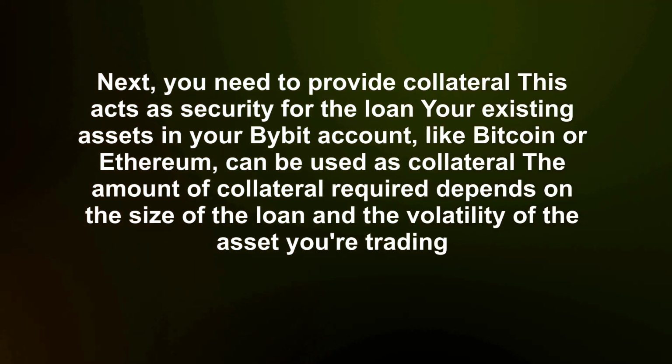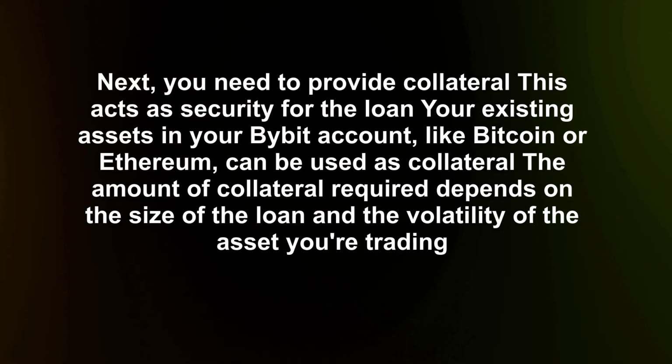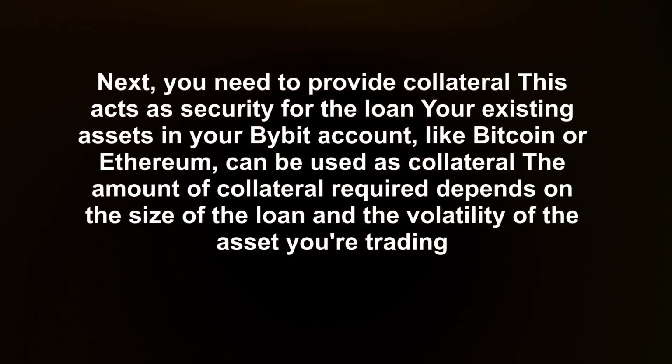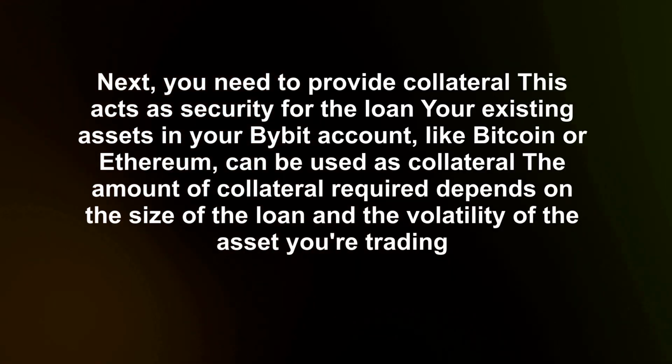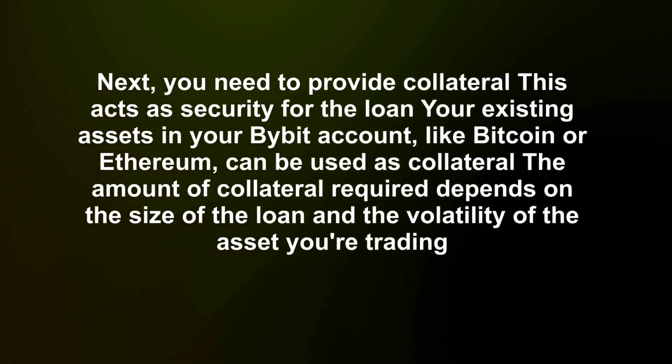Next, you need to provide collateral. This acts as security for the loan. Your existing assets in your Bybit account, like Bitcoin or Ethereum, can be used as collateral. The amount of collateral required depends on the size of the loan and the volatility of the asset you're trading.